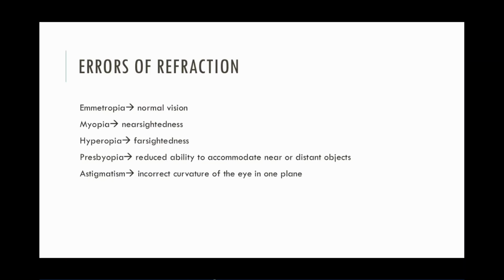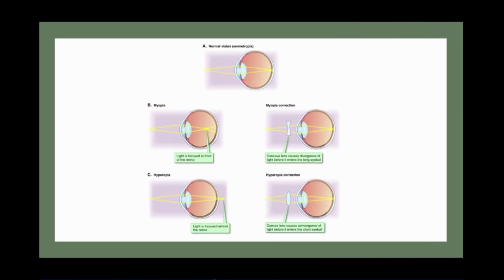Errors of refraction. So how do we see things? The word emmetropia means normal vision. If you have what's called myopia, you're nearsighted. Hyperopia is farsightedness. We have presbyopia, a reduced ability to accommodate near or distant objects. So when you do your accommodation and you look at their pupils, you're not going to see them change very much with presbyopia. And we have astigmatism, which is an incorrect curvature of the eye in one place. So if you have an astigmatism, things are wavy, and I think I have a picture. Yeah, the picture there.